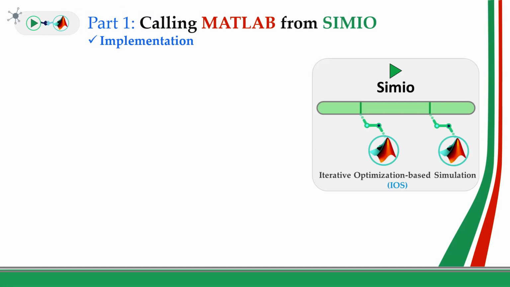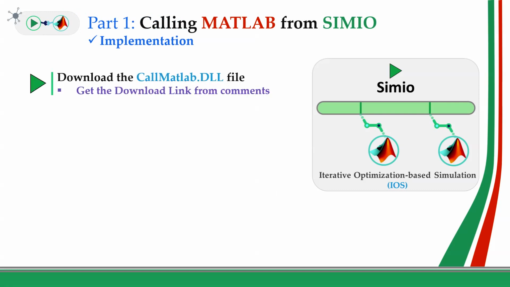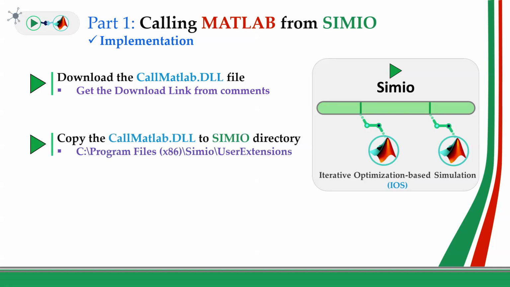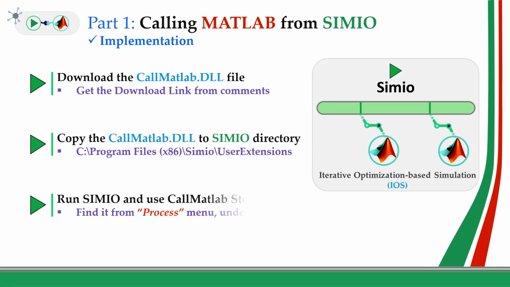Okay, now I want to talk about how we can implement this. Implementation is very easy and straightforward. You just need to download the call MATLAB DLL file. It's coded in C# and it's available to you, so you can simply download it and then copy that to the Simio directory. Once you copy this, you're going to see the new step instances added to your Simio. So follow me and I'll show you how you can download it and add it to Simio.